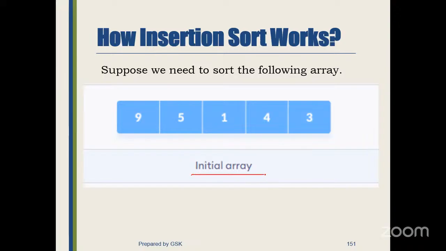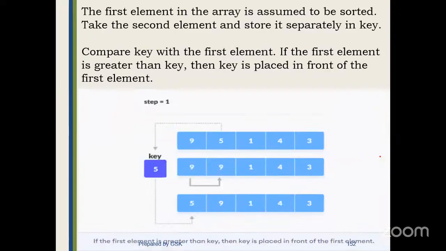Let us say this is the initial array. We need to sort these elements. I want to arrange these elements in ascending order. This is the input array: 9, 5, 1, 4, 3, the unsorted array. Now, start your algorithm from the second element because, as I said just now, we are assuming that the first element is already sorted.